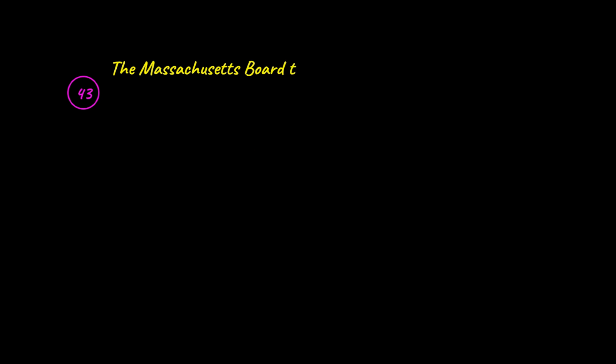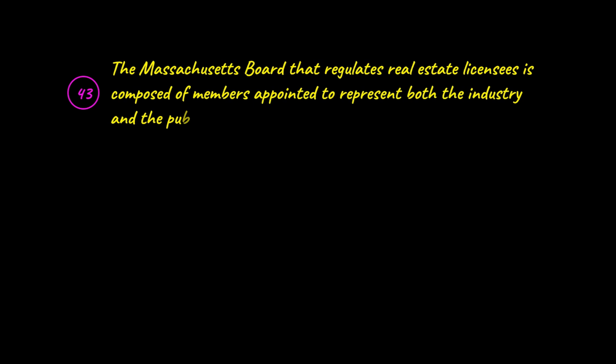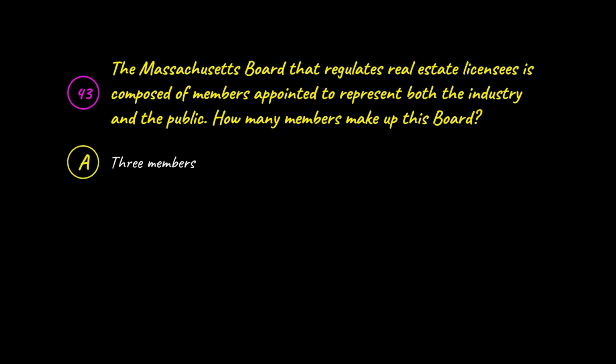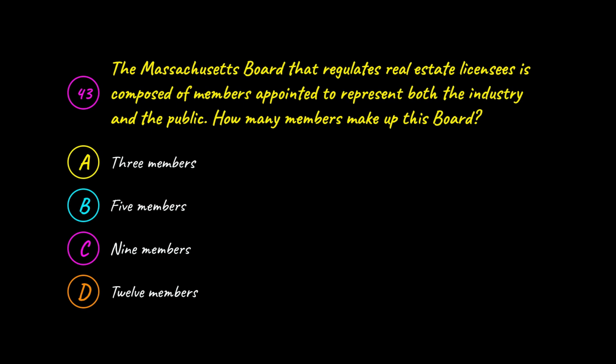Question 43. The Massachusetts board that regulates real estate licensees is composed of members appointed to represent both the industry and the public. How many members make up this board? Your options are A. 3 members, B. 5 members, C. 9 members, D. 12 members. Before I reveal it, which one do you think is right?